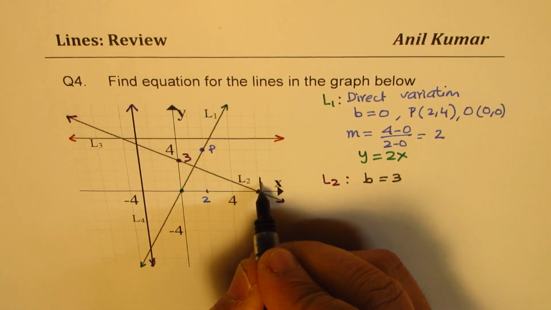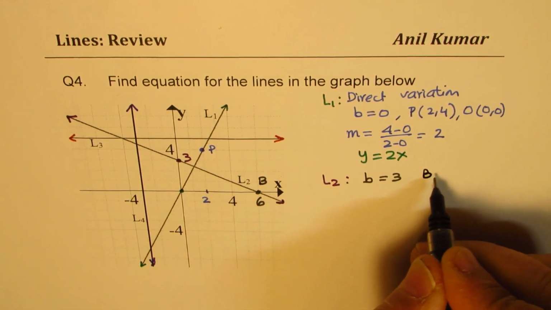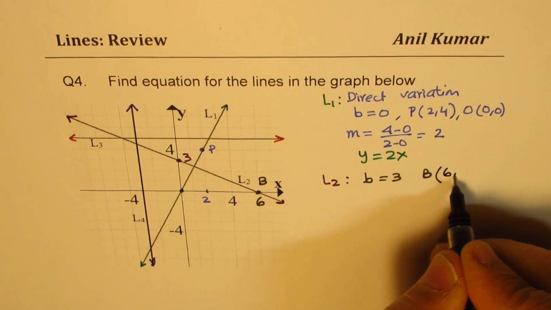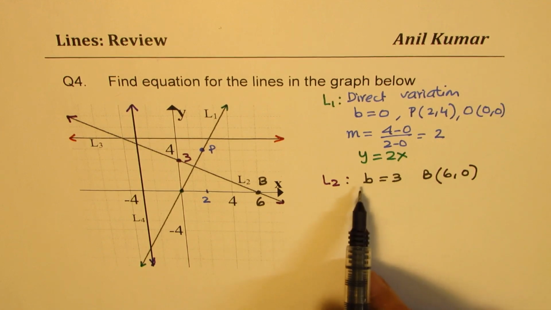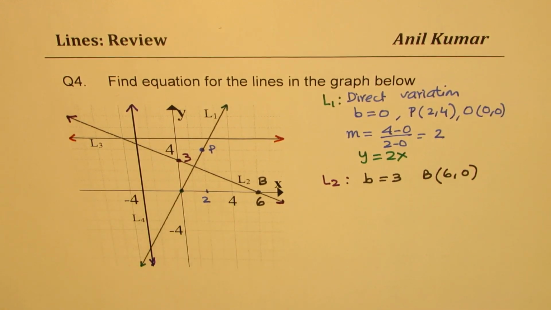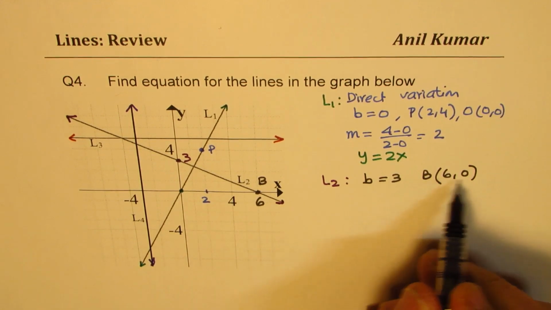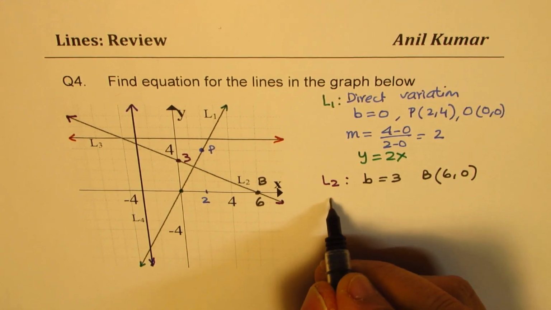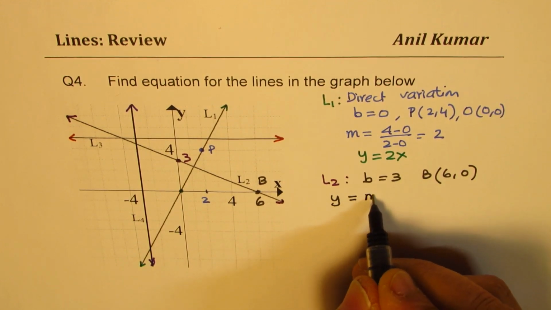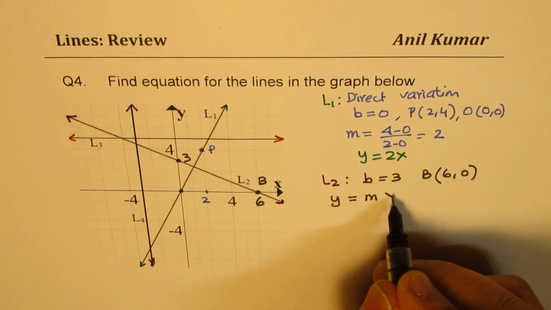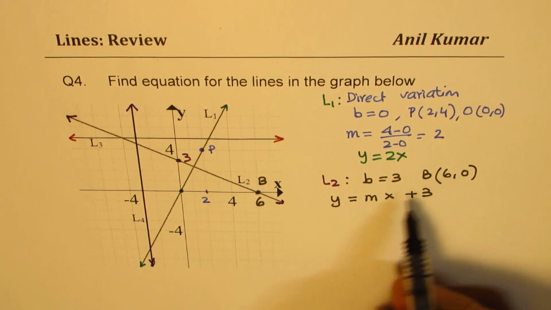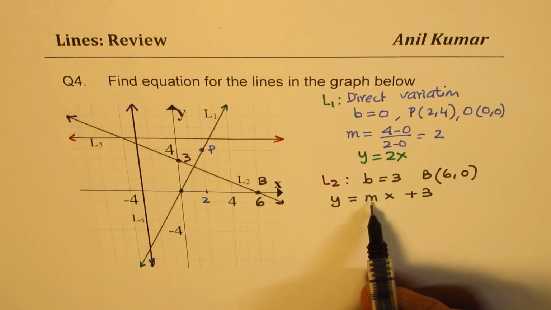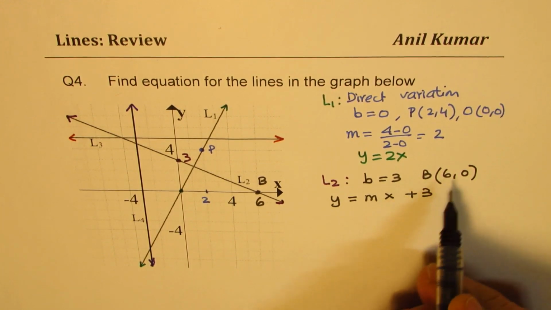Let's call this point B. So the point B on line 2 will be (6, 0). Correct? Now, based on these two, we can actually write the equation. So the equation will be y equals mx plus 3. Since we have a point here, we can substitute the point and find the value of m. We're doing it the reverse way, with 6 and 0.